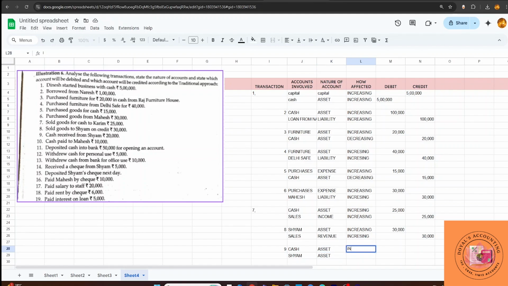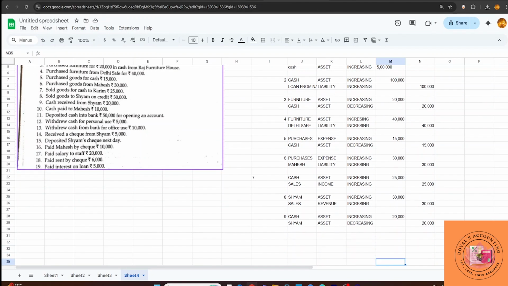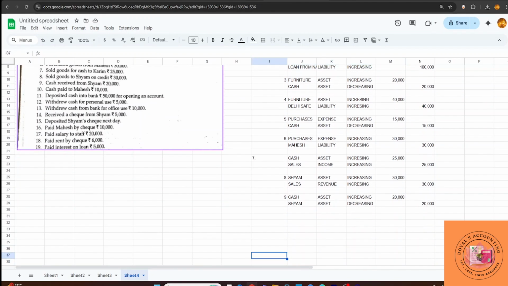Now he is paying us money. Our cash is increasing, and since he is paying us money, now the amount that he will owe us is reducing. So his balance will decrease. How much did he pay us? 20,000. Assets, if they are increasing, they will be debited, and if they are decreasing, they will be credited. Here cash is increasing, so it's being debited, and Shyam's balance is decreasing, so it's being credited. Number 10.